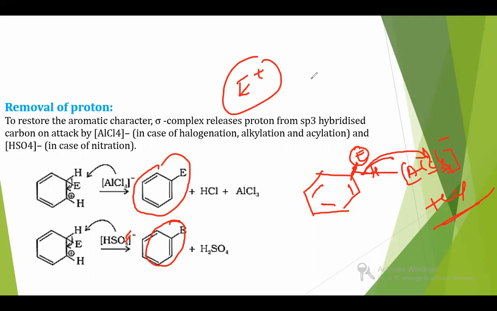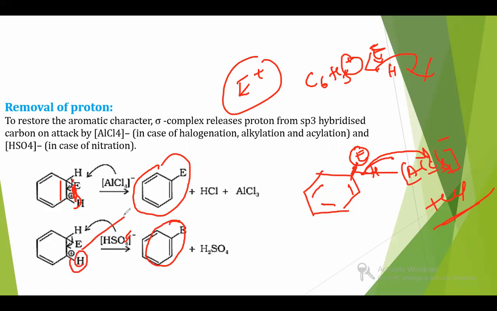Second step, formation of carbocation intermediate. C6H5 plus means the electrophile attacks the benzene ring and forms a carbocation intermediate. After that, this hydrogen will be removed. If one hydrogen is removed, this will form a double bond. Again, it will be stabilized by resonance.